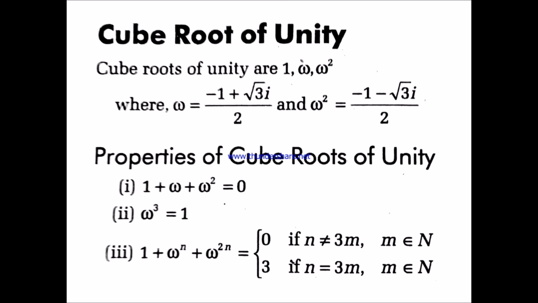Okay. Now, here is another property: 1 plus omega to the power n plus omega square to the power n is equal to 0 if n is not equal to 3m, and 3 if n is equal to 3m. I'm leaving this as an exercise for you, and if you can't evaluate this, you can ask me in the comment section below.